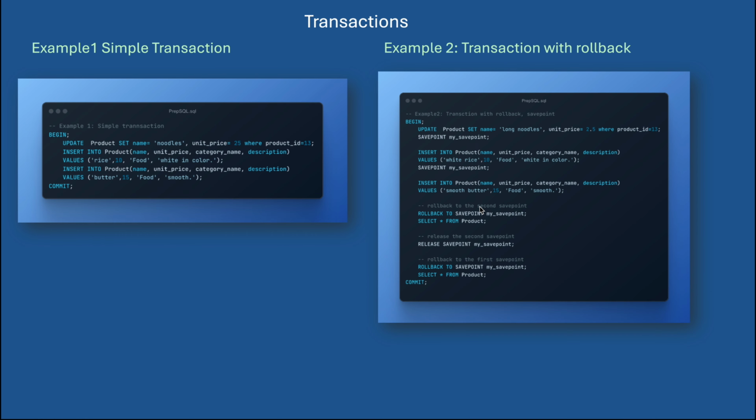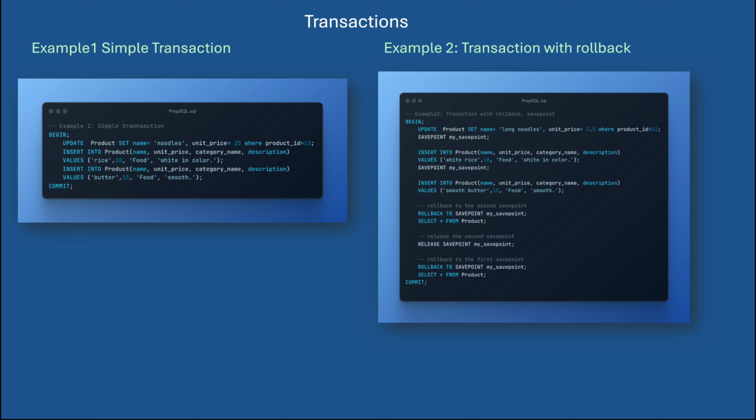Let's look at another, a little bit more complex transaction example. In this case, we will start with the begin and end with the commit as before. But in this case, we'll update the product and set the name to long noodle and the unit price, and also have a save point named my save point. And then insert another statement into the product, and then again have another save point, and name it my save point. Then insert another value and try to roll back to my save point. So the second insert statement will be rolled back by the rollback statement. We can check using the select statement.